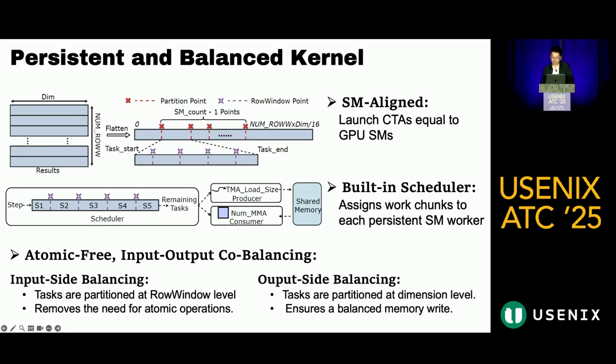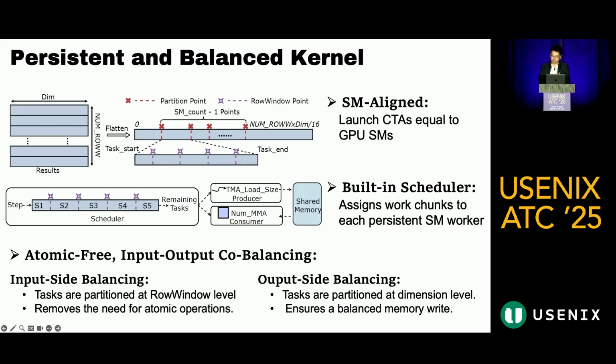And now let's look at the final part of our design. How we achieve software-hardware balance and input-output co-balance in a persistent kernel. Voltrix SpMM uses a persistent kernel with a fixed number of CTAs, which is equal to the number of SMs. This has 2 big benefits. It aligns software and hardware, so every SM is active all the time. The kernel stays persistent, running in a loop until all the sparse data are processed, which avoids kernel relaunch overhead.